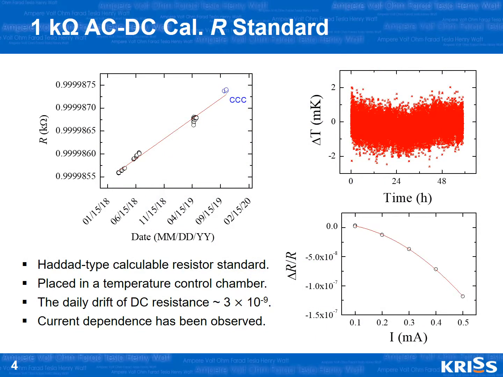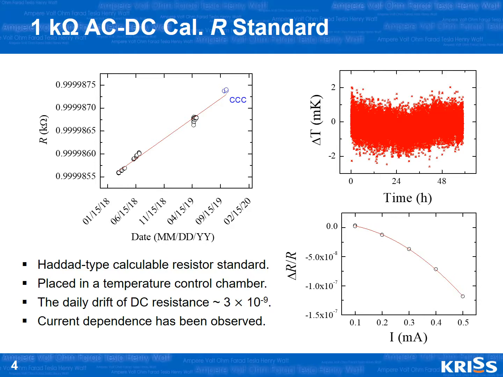I'm going to talk about the standards employed in the traceability chain. First, the 1 kilo-ohm AC to DC calculable resistance standard. The resistor is a Haddad-type resistor fabricated at Lenini. The evaluation of the 1 kilo-ohm AC to DC calculable standard resistor has been done for more than 2 years in terms of its stability and temperature dependence. The standard is placed in a temperature-controlled chamber for better stability.